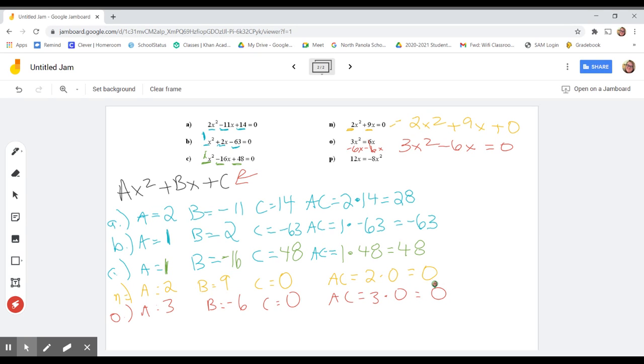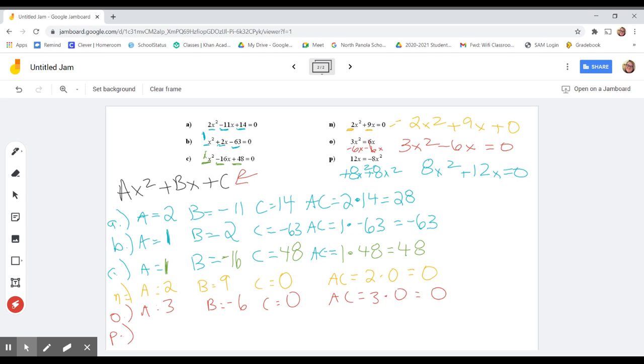And then last but not least, we're going to have p. And this is the same idea that we just had right here at the one above. We need to move one of these to the other side. We can move the 12x or the negative 8x squared. So what I'm going to do is I'm going to go ahead and just move the negative 8x squared because I like everything on the left. But you could have moved the 12x if you wanted to. So I'm going to add 8x squared to both sides. And that's going to give me 8x squared plus 12x equals 0.